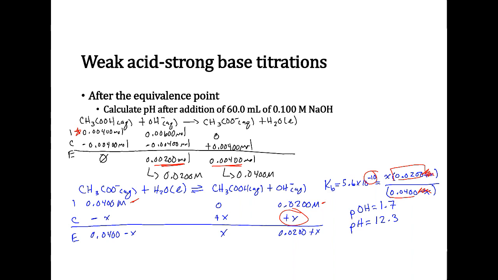So many times with weak acid and strong base titrations, once you get past the equivalence point, you don't actually have to set up this secondary ICE chart. You can just calculate the pOH and the pH from whatever leftover hydroxide or hydronium you have. So what I'd like you to do now is try to logic your way through the weak base titrated with a strong acid example, and then in just a second I'll walk you through each of those steps.